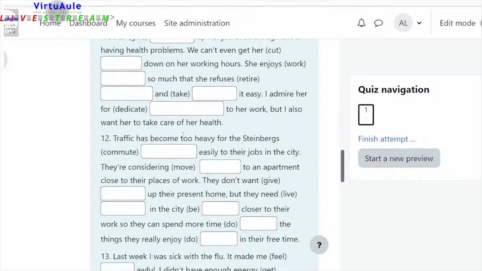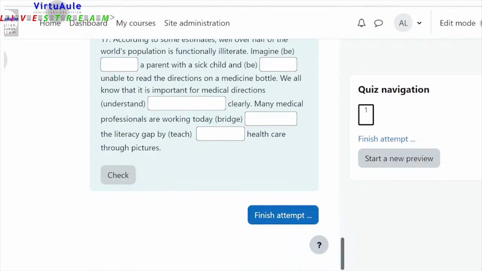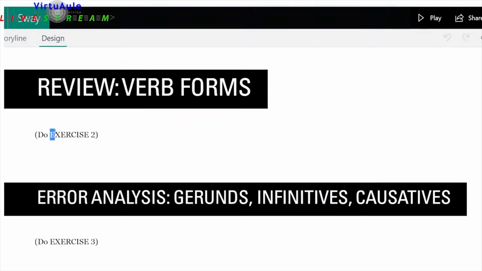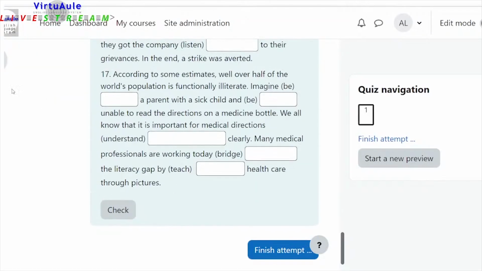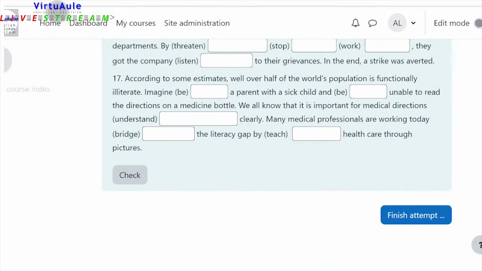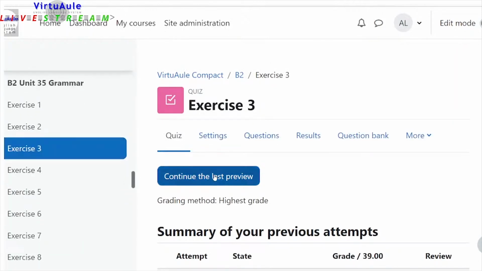So there's an exercise here I just wanted to show you. Quite a long one, but if you are interested in that course, that's what you can do there. Do exercise 2. Exercise 3 is error analysis. You have gerunds, infinitives, and causatives. This exercise is also something that you can do in the course. Exercise 3, I'll just let you see what it looks like.